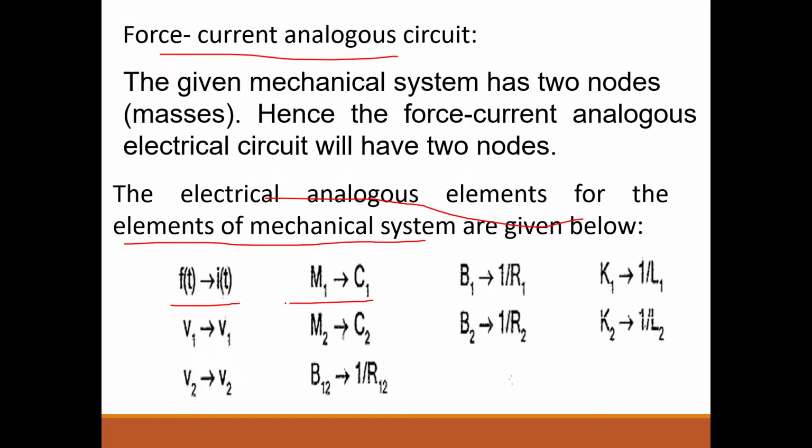Analogous of M is C1. Analogous of B is 1 by R, sorry. So B1 is analogous to 1 by R1, K1 is analogous to 1 by L1, and K2 is analogous to 1 by L2. B2 is analogous to 1 by R2, M2 is analogous to C2, velocity is analogous to voltage, V1 is analogous to V1, V2 is analogous to V2, and B12 is analogous to 1 by R12.